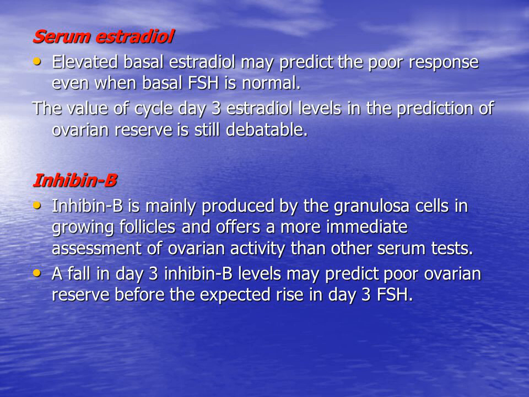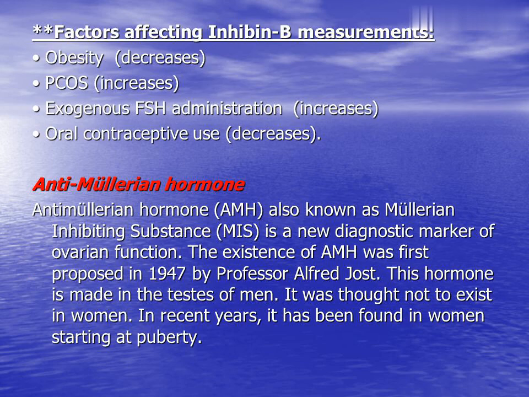A fall in day 3 inhibin B levels may predict poor ovarian reserve before the expected rise in day 3 FSH. Factors affecting inhibin B measurements: obesity, decreases. PCOS, increases. Exogenous FSH administration, increases. Oral contraceptive use, decreases.